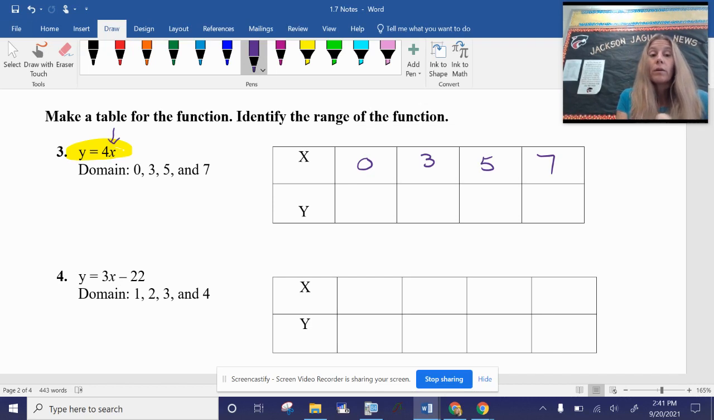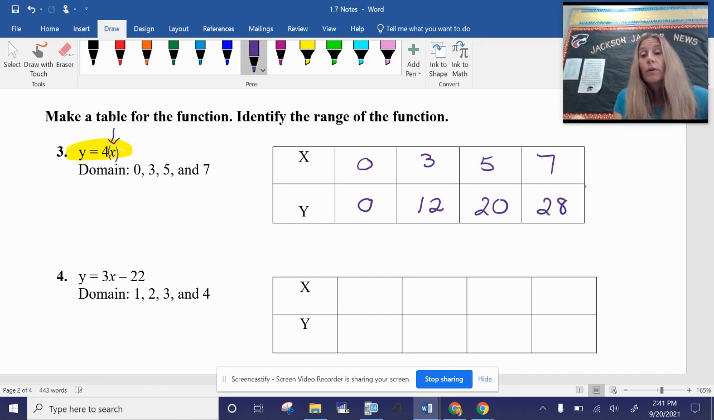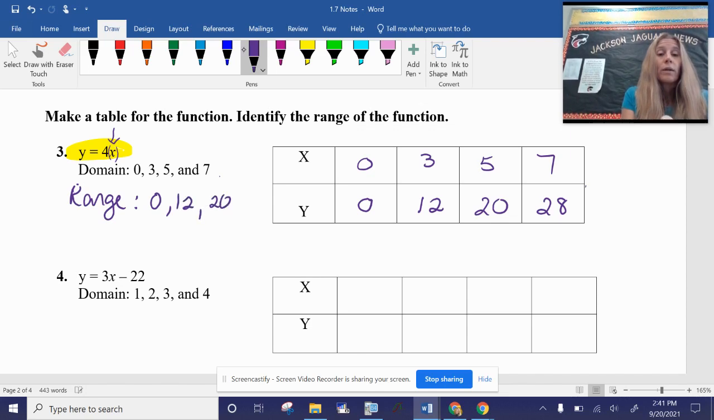So really all I'm doing here is multiplying 4 by each of these inputs. So if I input the 0, 4 times 0 is 0. If I input the 3, 4 times 3 is 12. If I input the 5 over here for my x, 4 times 5 is 20. And if I input a 7, 4 times 7 gives me an output of 28. So my domain, which was listed, and now I have my range, which is 0, 12, 20, and 28.